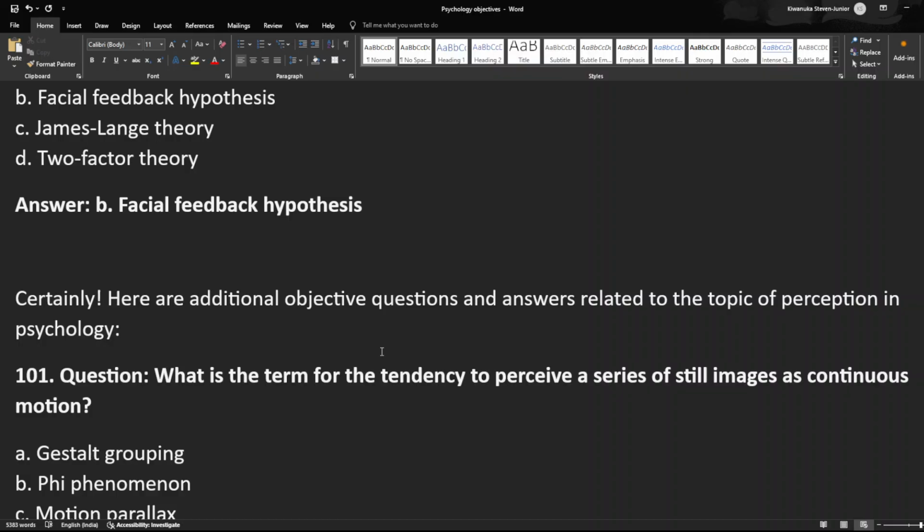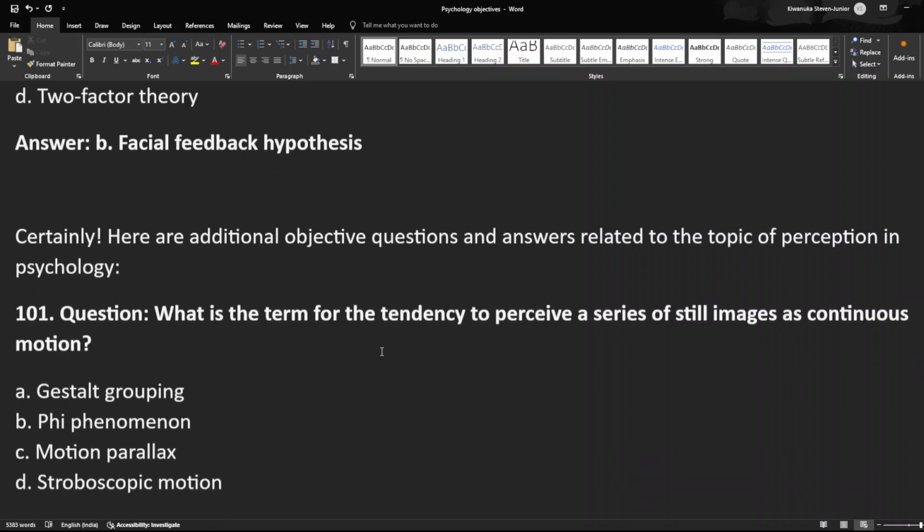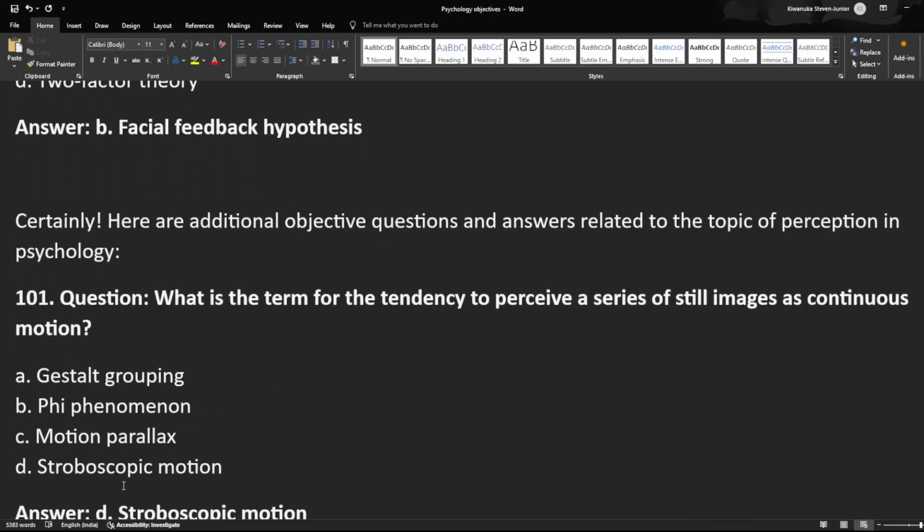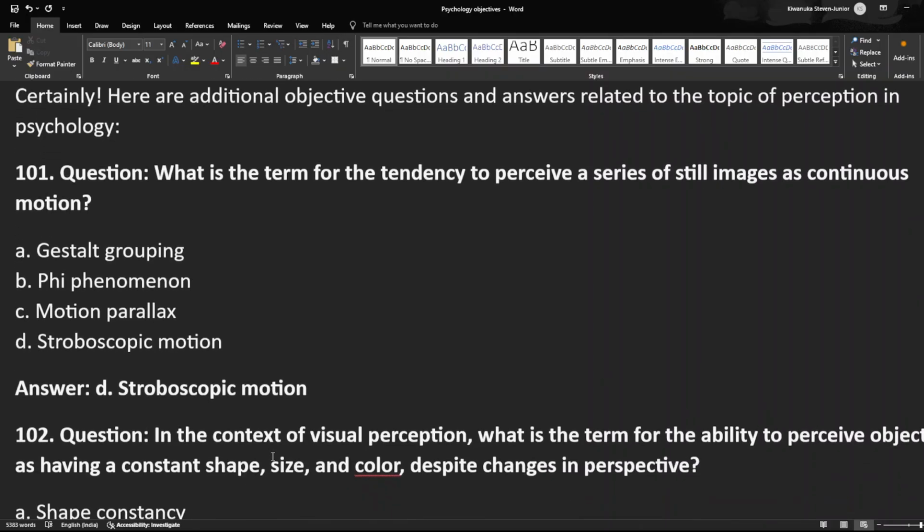What is the term for the tendency to perceive a series of still images as conscious motion? Whenever we see still images, you remember physics A level, it is the stroboscopic motion. Yeah, it enables you to study things which are static.